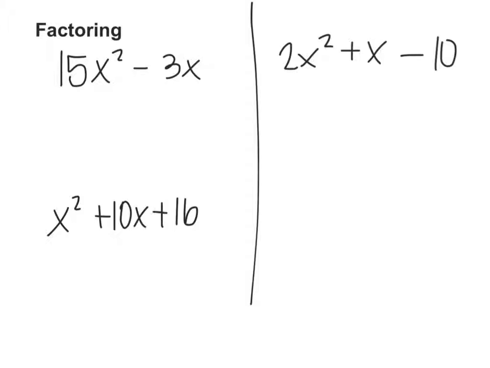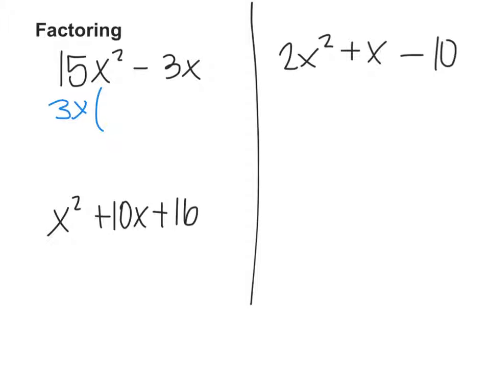Now factoring, this is something that we've seen before. So when we factor, the first thing we always look for is our greatest common factor. So in this first one, 15x squared minus 3x, I see, okay, what do I have in both? Well, in the 15 and 3, I can pull out a 3. The x squared and x, I know I can take an x out.